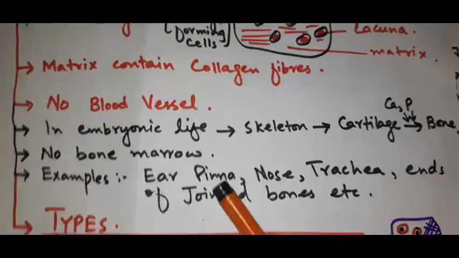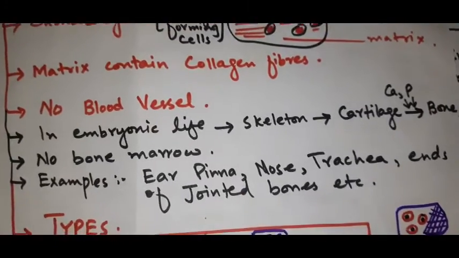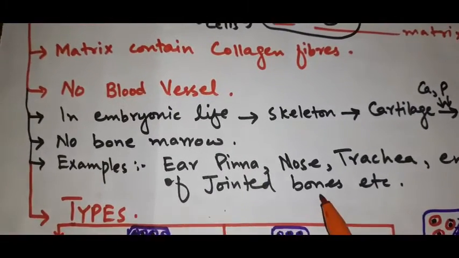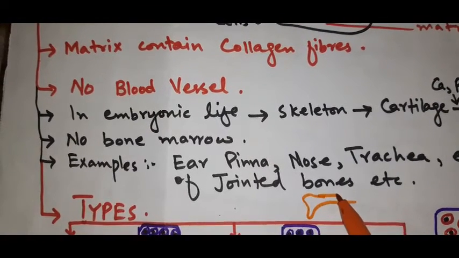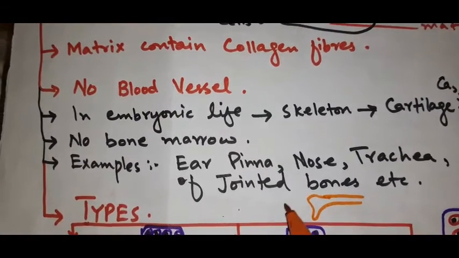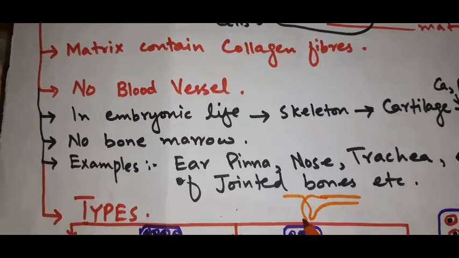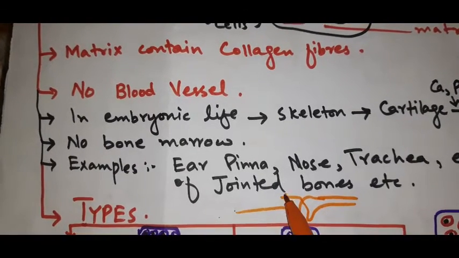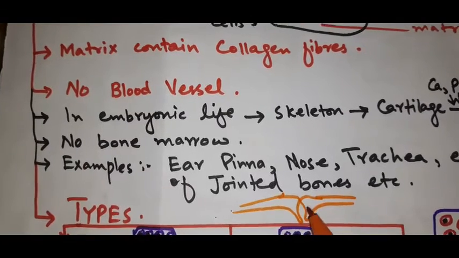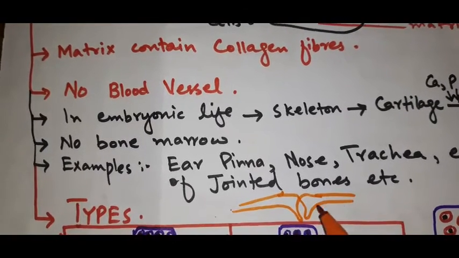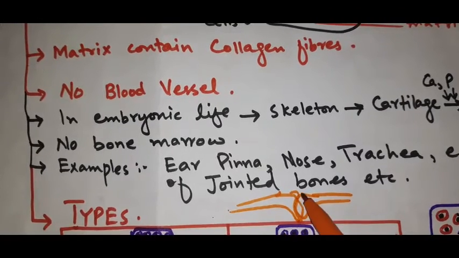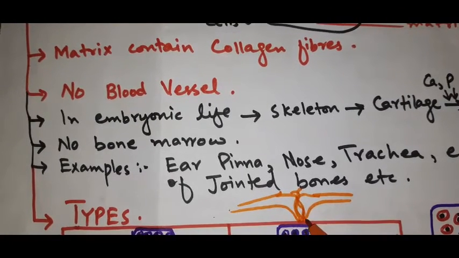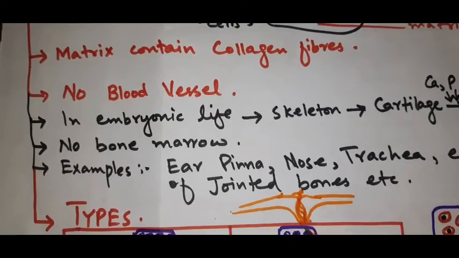For example, we have two bones, right? Here we have one bone, and here we have another bone. These two bones are jointed at a point we know as a joint, right? So there is cartilage at the ends of these bones just to reduce the friction, right?